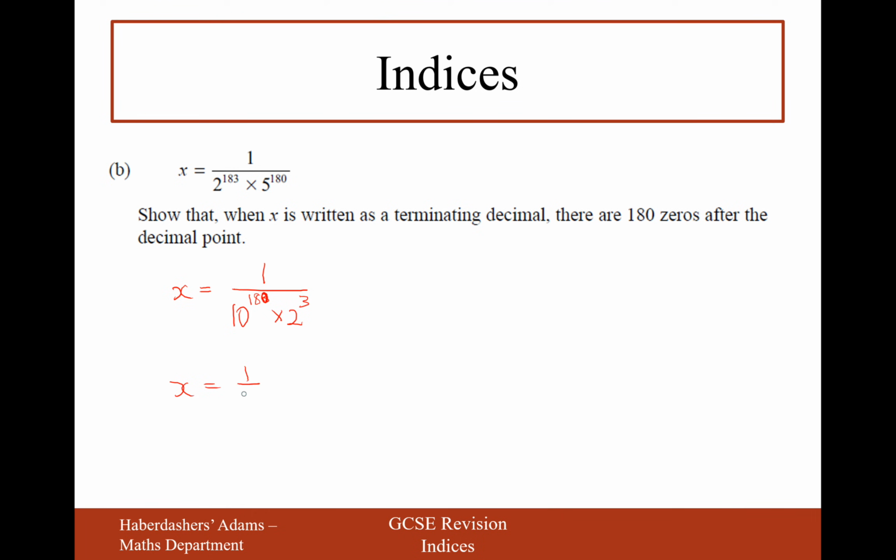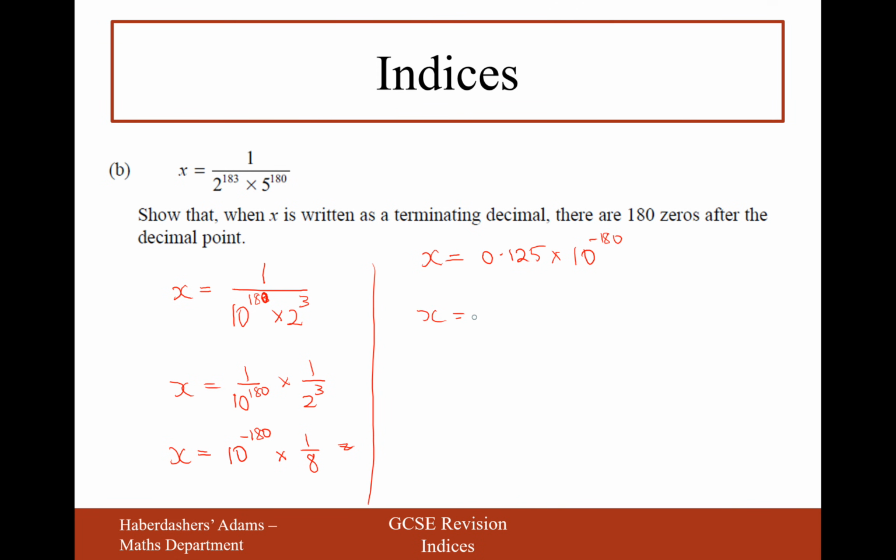So it's going to be 1 over 10 to the 180 times 1 over 2 cubed. So now this is going to be 10 to the minus 180 times 1 over 8. So what can I do next? 1 over 8 is 0.125. So it's going to be x equals 0.125 times 10 to the minus 180.